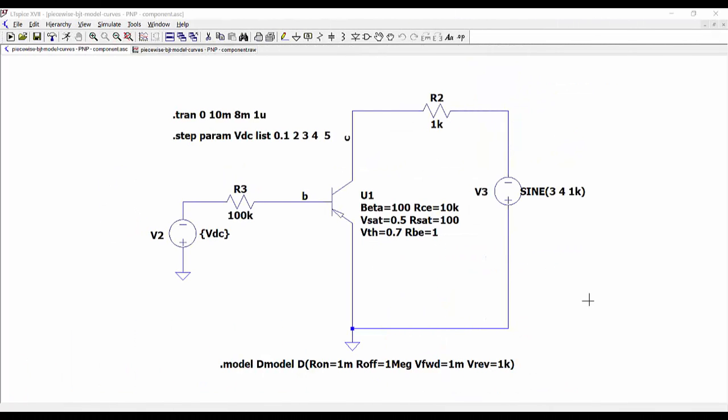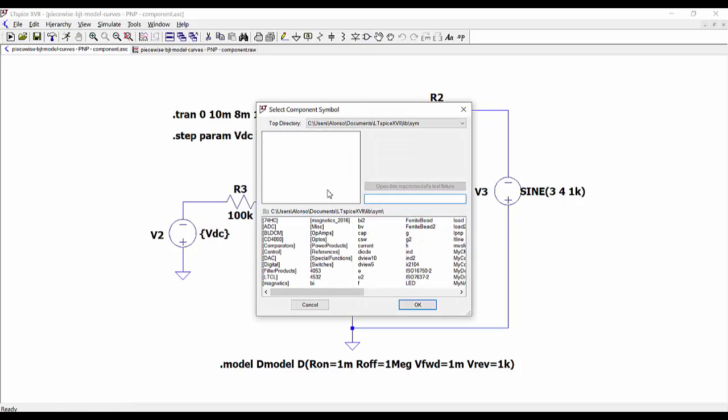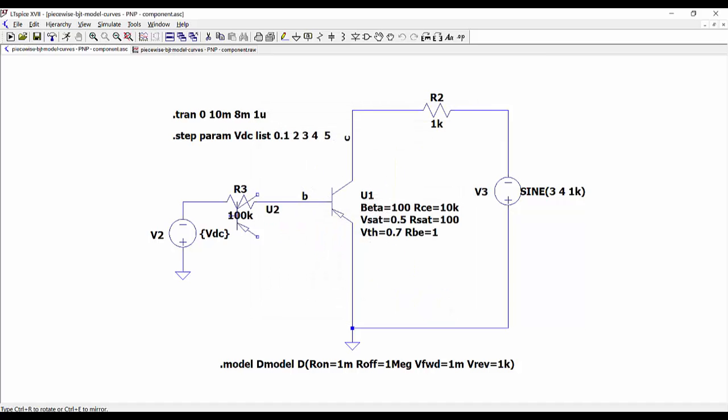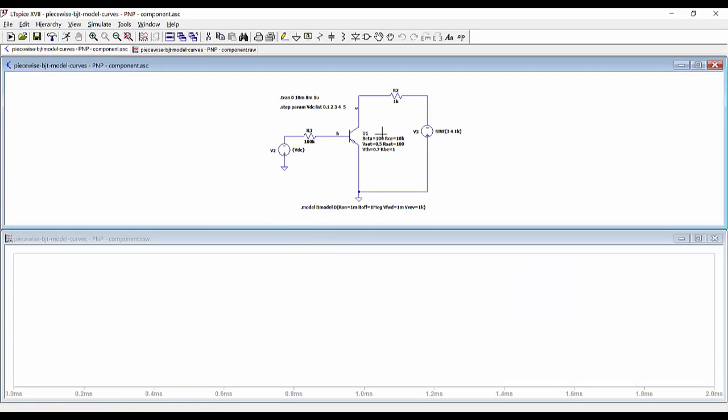Here we have a quick test of the model corresponding to the PNP transistor. Note that the components are going to be available in the control library. So they are here, PWNPN and PWPNP. Now we can run this simulation and see the results.